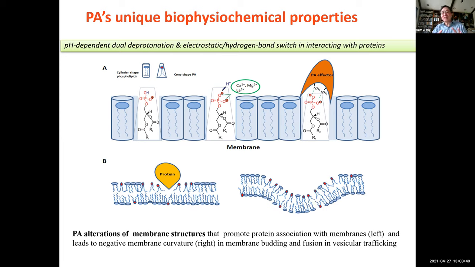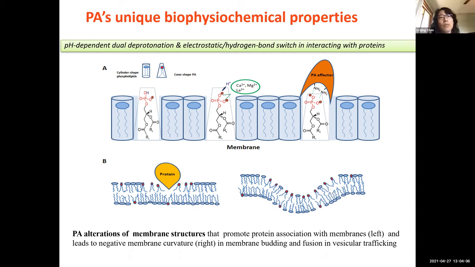There are nice NMR studies done with those interactions that demonstrate them. One of the early effects of PA is in the vesicular trafficking, particularly in this clathrin-type of vesicle trafficking, and PA is an important modulator in animal systems.